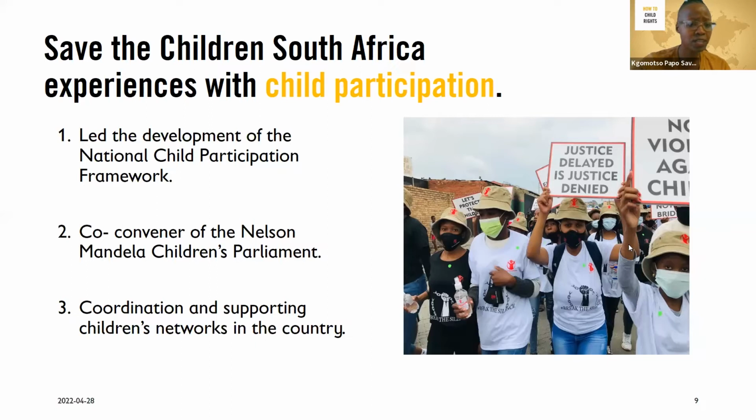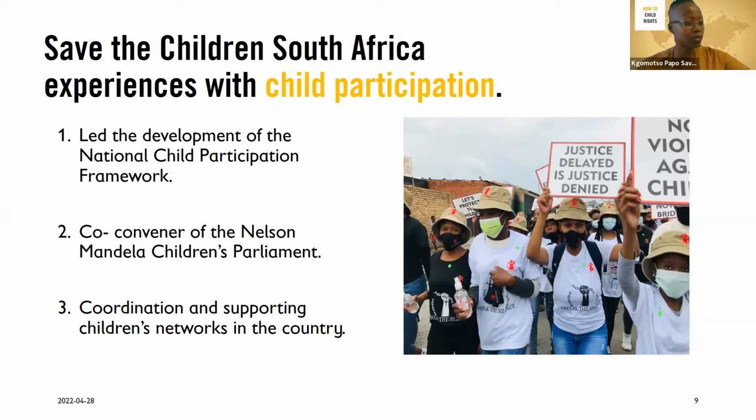We are also the co-convener of the Nelson Mandela Children's Parliament, the annual event where children themselves select other children to represent them. They have the executive, their president, the speakers of parliament, and the ambassadors per province. And this is the stable structure that we are using as a country to create a more meaningful way of consulting the children.